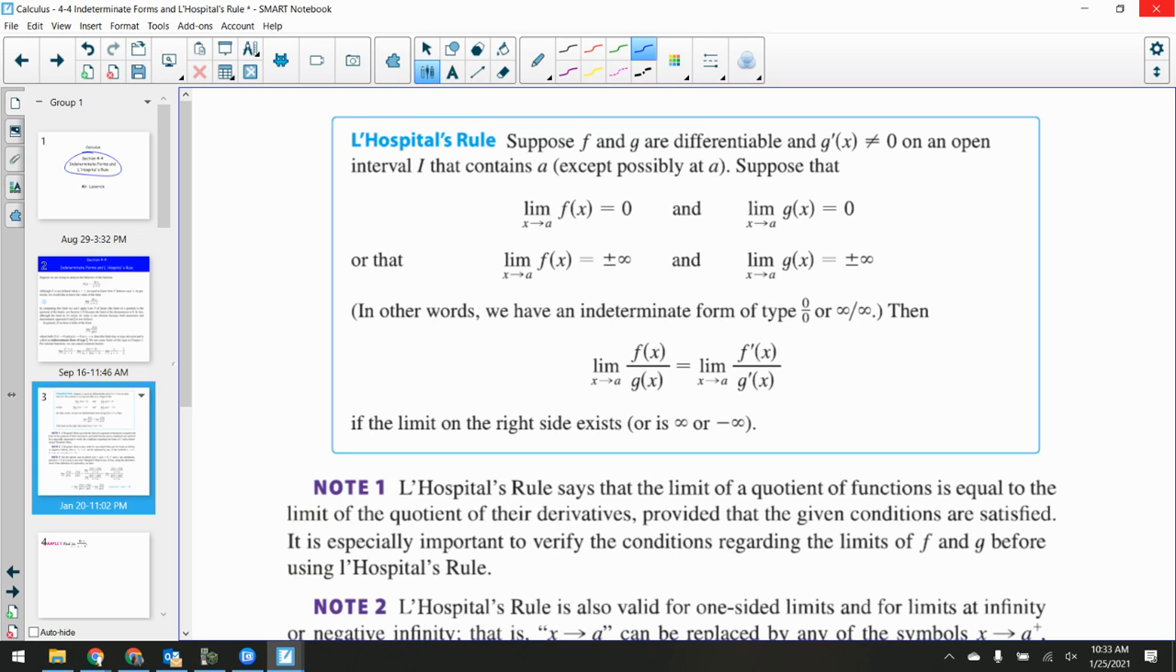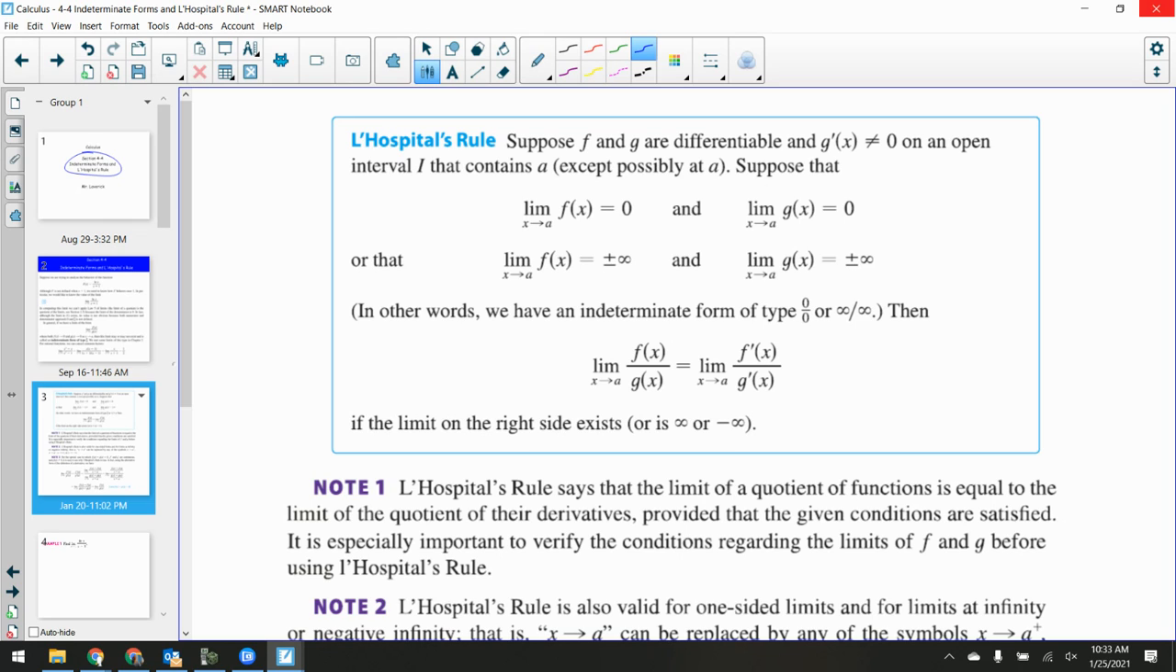Those are indeterminate forms of type 0 over 0 or infinity over infinity. Then L'Hopital's rule says that if you have the limit as x approaches a, and it's an indeterminate form, you can find the derivative of the numerator and then the derivative of the denominator separately, and then take the limit of that. The limit of the quotient of the functions is equal to the limit of the quotient of the derivatives. Let me say that again.